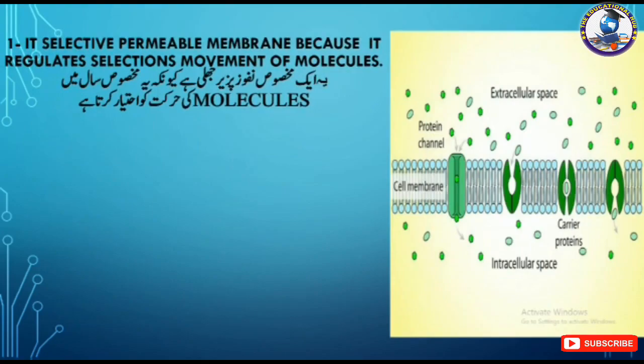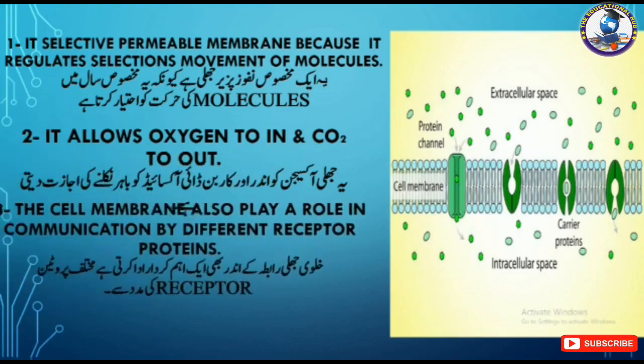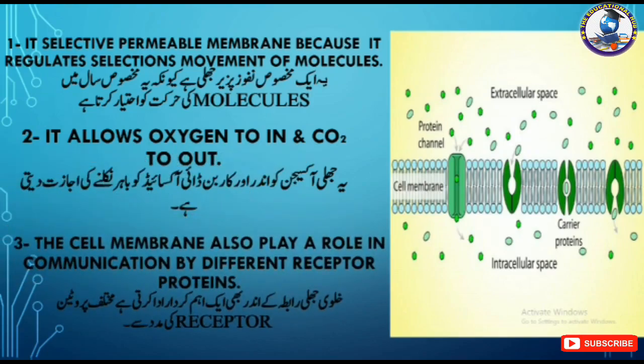Now we will discuss the functions of the cell membrane. The first function is that it is a selectively permeable membrane because it regulates the selective movement of molecules. The second function is that it allows oxygen to come in and carbon dioxide, which is produced as a byproduct, to go out. The third function of the cell membrane is that it also plays a role in communication through different receptor proteins.